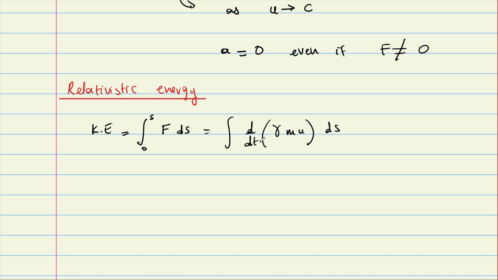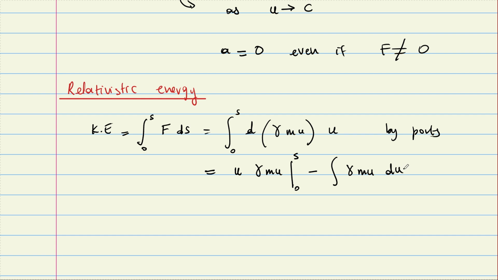And since we are physicists, we can just take from places and put them at other places. Doesn't matter. And so this one, ds over dt, is going to be u. And I'm going to do by parts. By parts. So this is going to be u times gamma mu, with boundaries from 0 to s, minus the integral of gamma mu du.